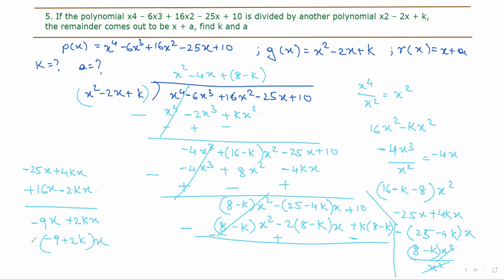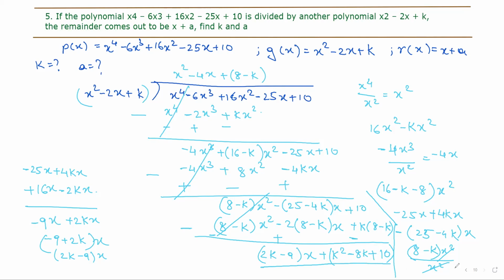If I do not take minus common, this is 2k minus 9 into x. Writing this over here, 2k minus 9 into x. What is the second value? Plus 10 minus 8k plus k squared. So you have plus k squared minus 8k plus 10. Hope this is understood. This is the remainder that you're getting.